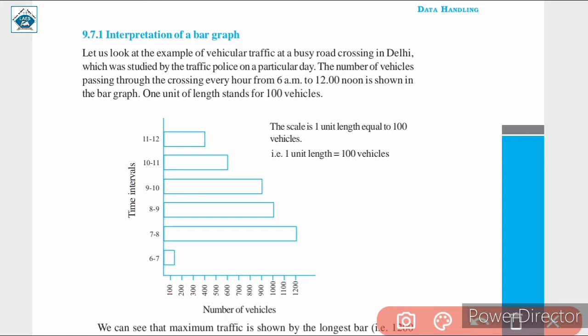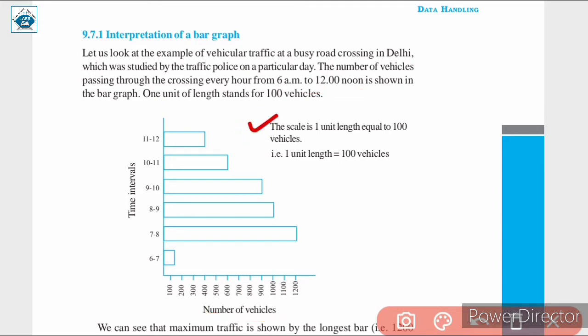Now this is an example of vehicular traffic at a busy road crossing in Delhi, and this data was provided by the traffic police on a particular day. The number of vehicles passing through the crossing every hour from 6 AM to 12 noon. 6 AM से लेके 12 noon तक जो number of vehicles cross होते हैं, that is shown with the help of a bar graph. Now we are given the scale for the bar graph.